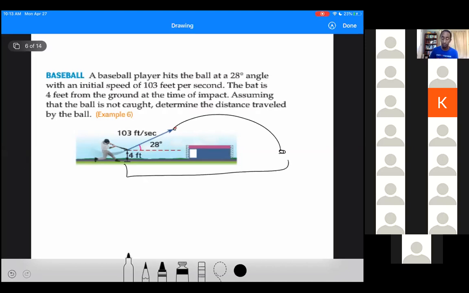How far would that be? Based on the information we have and what we've learned in the past, we don't have enough information to solve this problem, because we don't have an equation of the quadratic. We know the initial speed, like when it comes off of the bat, how fast it goes.